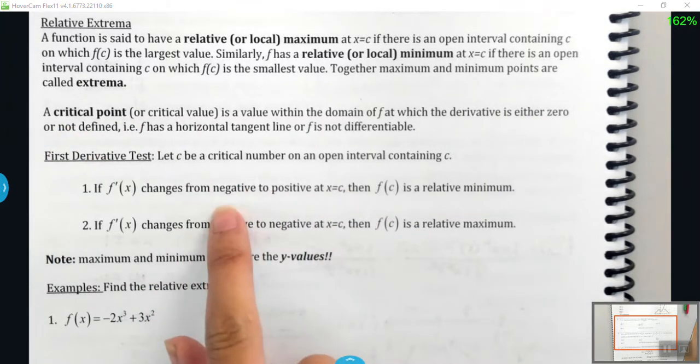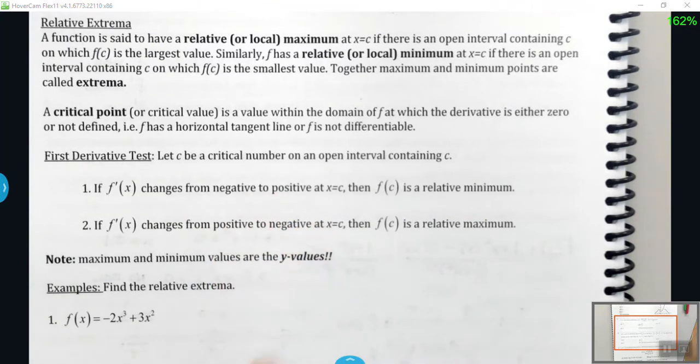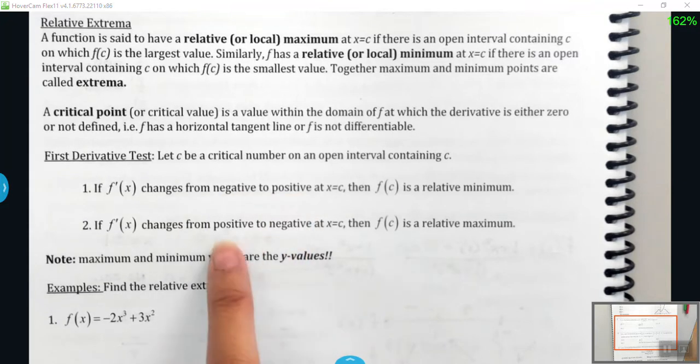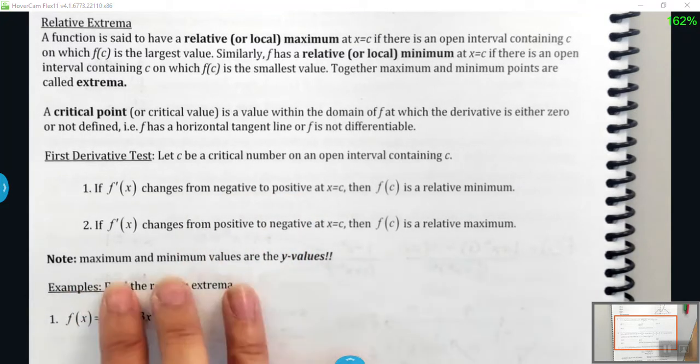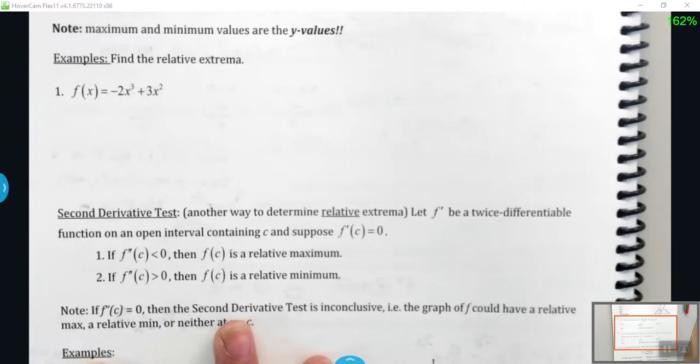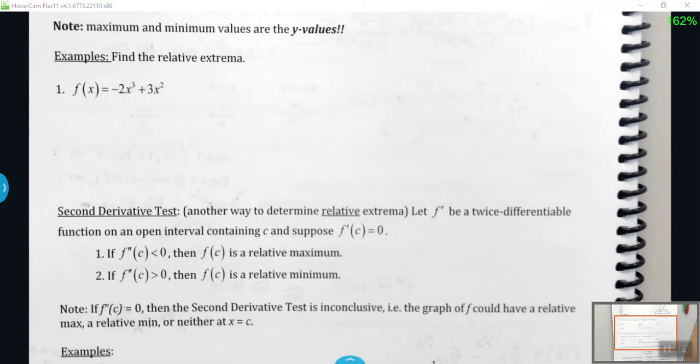If your first derivative changes from negative to positive, you've got a relative min. And if your first derivative changes from positive to negative, then you have a relative max, because your original is changing from decreasing to increasing and increasing to decreasing. The maximum and minimum values are the y values, so if it asks what the maximum is, you say the y value, not the x value. The x is where it happens. The y is what it is.